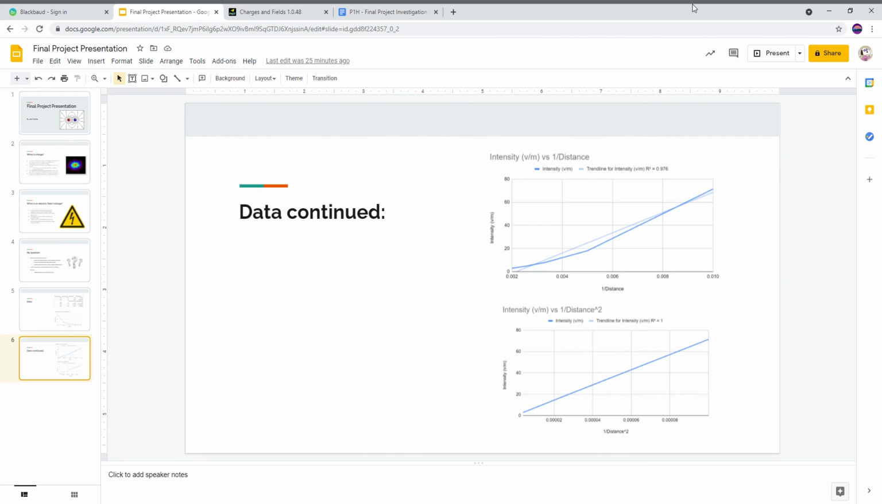And so I went further into graphing it, and I graphed the intensity versus 1 over distance squared, and that did turn out to be a perfect relationship. I have an R-squared value of 1 for my data, so that tells me that the answer to the second part of my hypothesis is that it is an inverse squared relationship between distance and intensity. That's to say that the potential a field has is directly proportional to the inverse square of the distance between two separate particles.